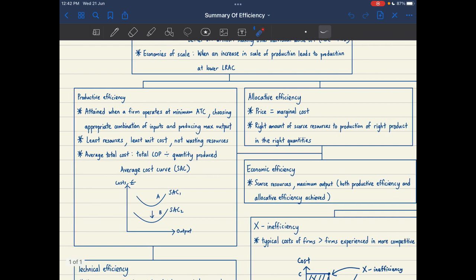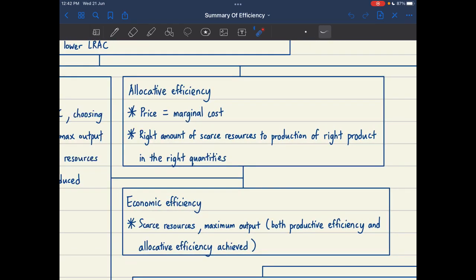Okay, and then let's look at allocative efficiency. Allocative efficiency is basically when the price equals marginal cost. So the amount of resources used in production is such that the correct amount of the correct product is produced in the correct quantities. So let's say I were to produce 500 units of milk. That will be my supply. My demand will also be 500 units. This would be allocative efficiency.